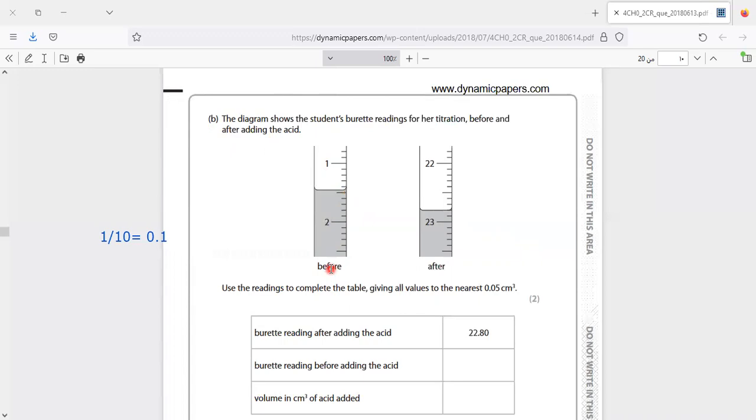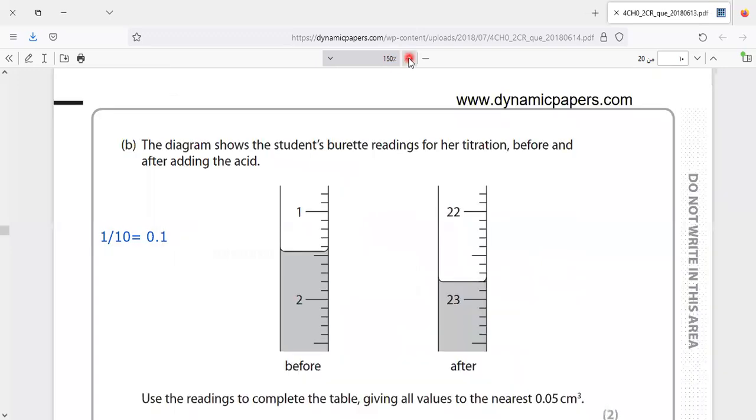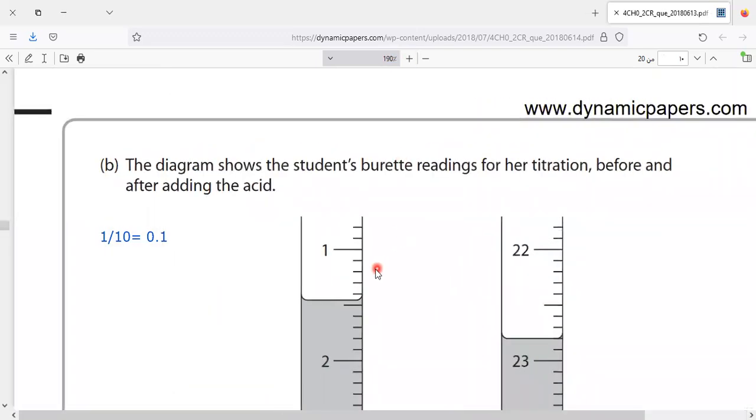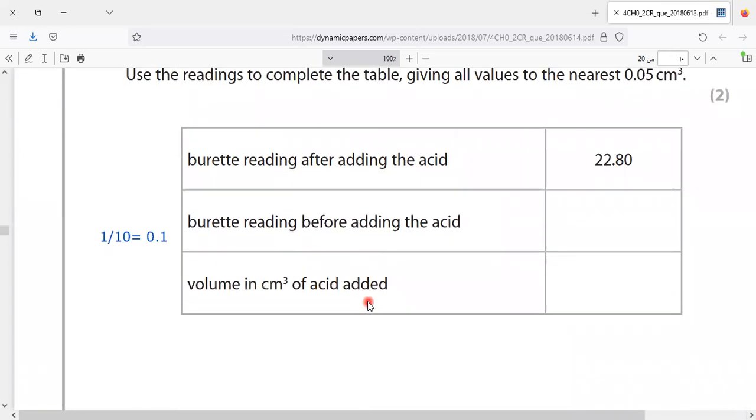1.4? No, this is not 1.4. You know why? Look. Sorry. 1.4 is here. It's more than 1.4. It's in the middle between 1.4 and 1.5. So it will be 1.45. Okay. So here 1.45.